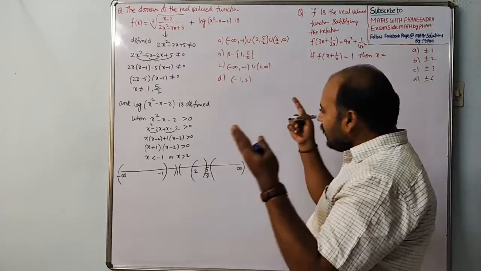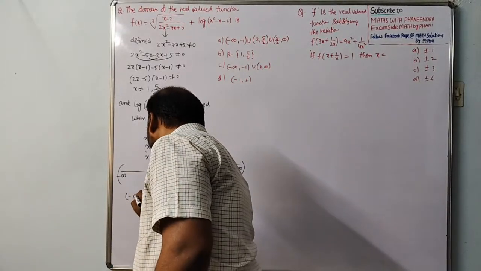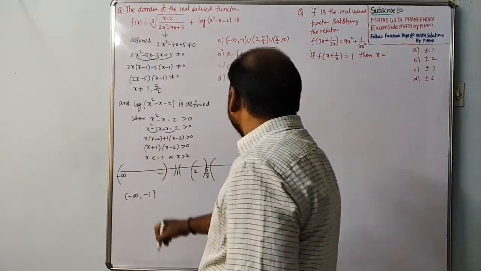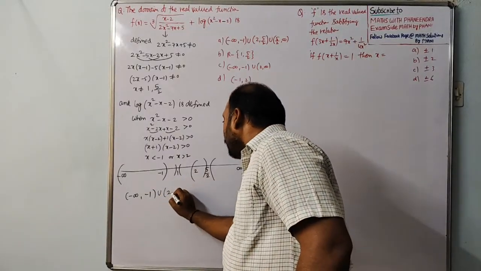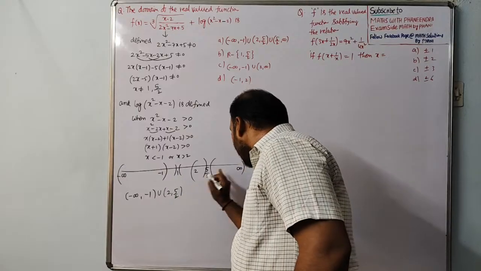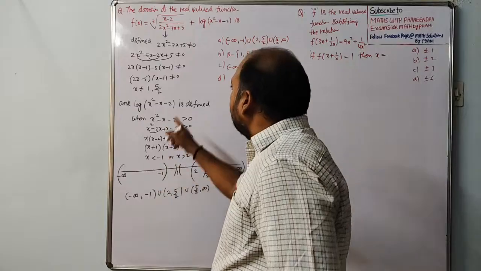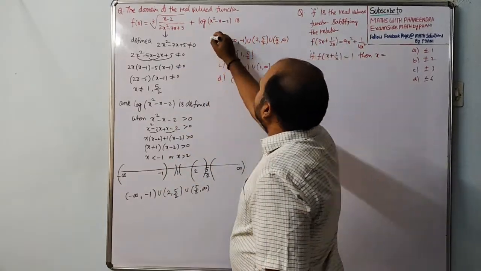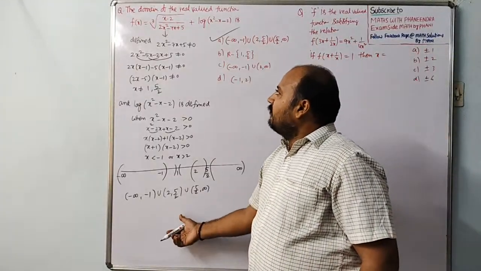So what is the common in this? In this common interval, minus infinity to minus 1 we are getting. And anyway 1 is not there. So 2 to 5 by 2 union 2 to 5 by 2 union 5 by 2 to infinity. In this interval only the given function is defined. It is there in the first option, dear students. Okay, everyone understand that?